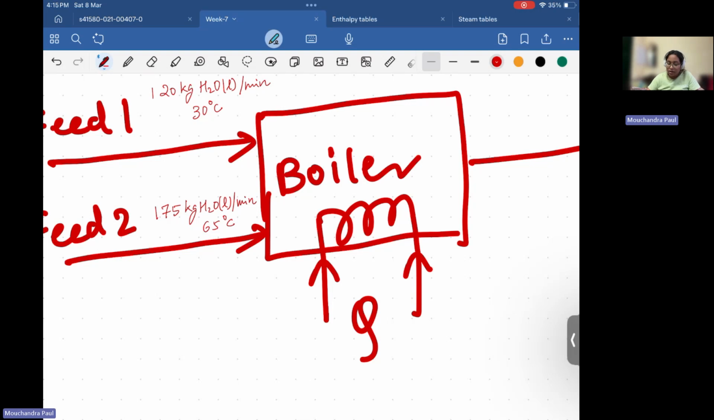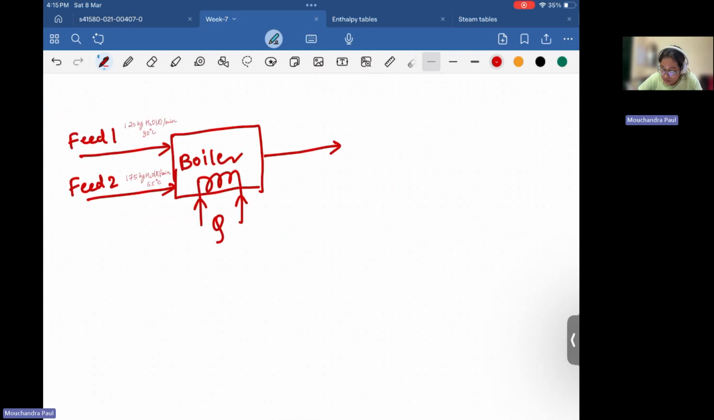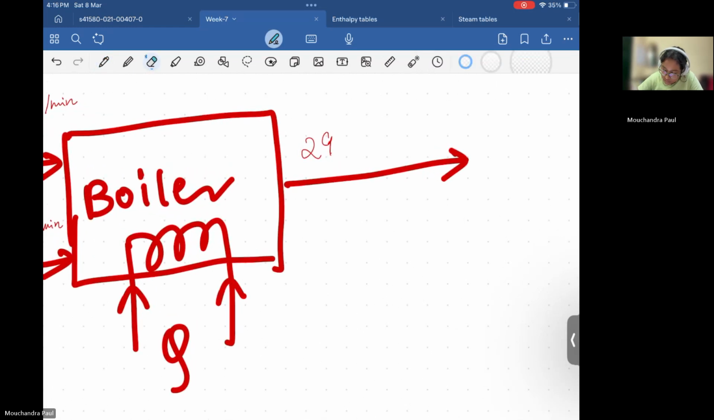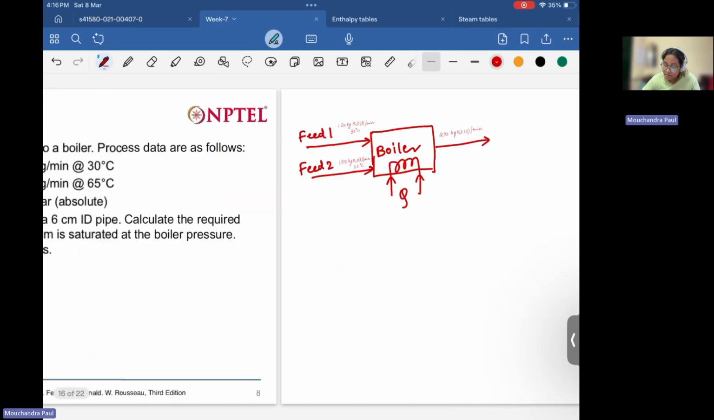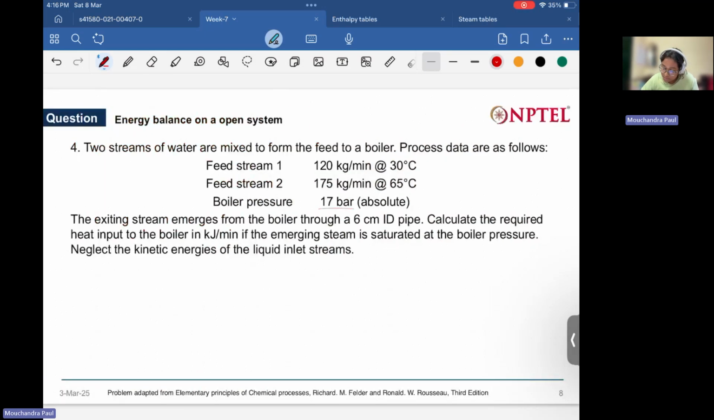Okay. And if you do a simple mass balance, you will know that the sum of these feed streams will give you the net mass flow rate in the outlet. So it will be 295 kg water vapor per minute. Now this is a boiler, right? Vapor will come out. And the pressure at the outlet is 17 bar.